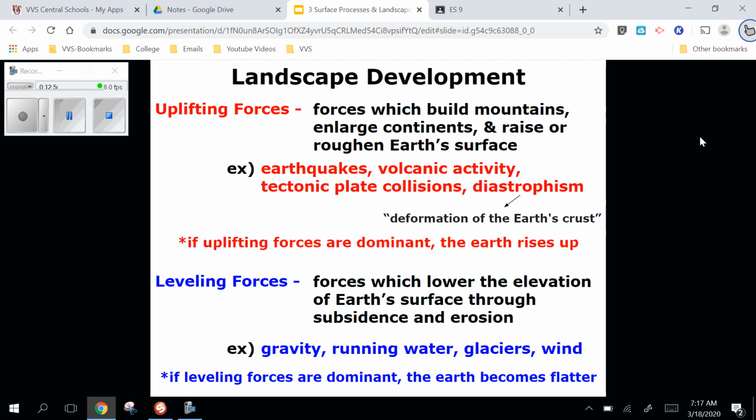Whereas in the Adirondacks, those uplifting forces are no longer present, and so all that's working on the Adirondacks is erosion and leveling forces, bringing the surface down lower. Right?